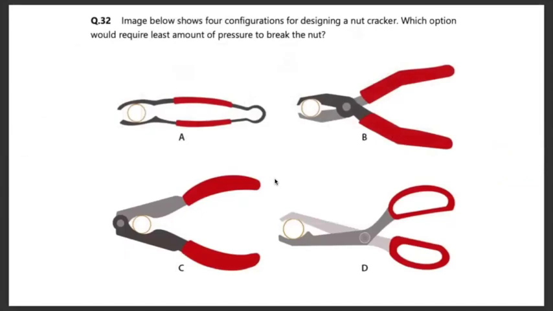The image below shows a configuration for designing a nutcracker. Which of the options would require the least amount of pressure to break the nut? In order to break the nut, option C is the one which will require the least amount of pressure because the nut is small and you can easily push your hands using the clamp and it will crack the nut, because this is a scissors combination. This is a combination for a wire cutter and this is a combination for picking up something.